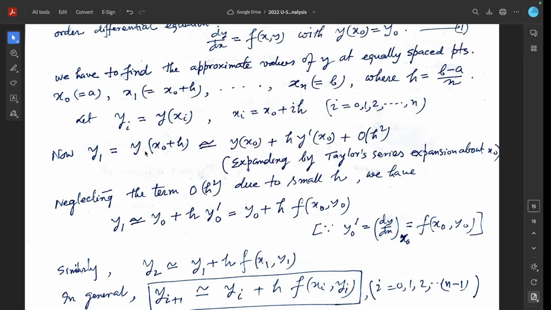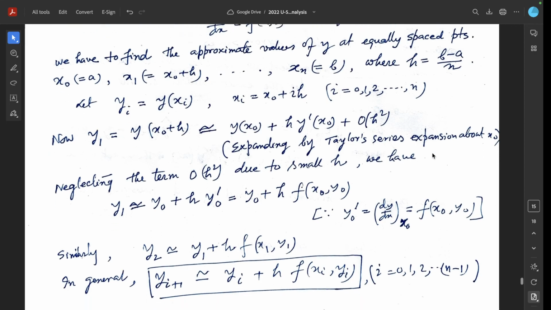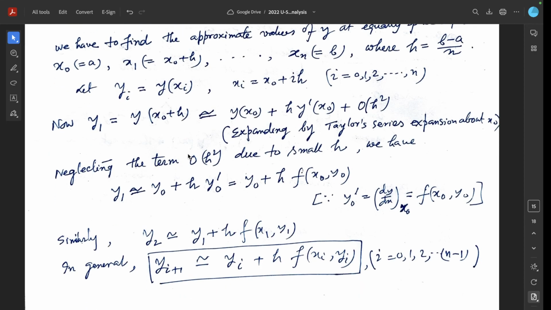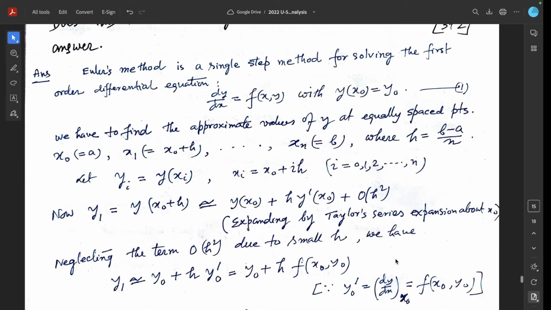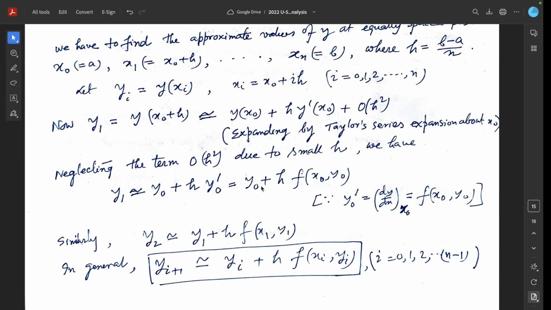Now y1 equal to y(x0 plus h), approximately equal to y(x0) plus h y dash(x0) plus order of h square, expanding by Taylor's series expansion about x0. Neglecting the terms of order h square and higher order due to the small h, we have y1 approximately equal to y0 plus h into y0 dash. Actually, y0 dash means dy/dx at x0, and dy/dx equal to f(x,y). So y1 is y0 plus h f(x0, y0).